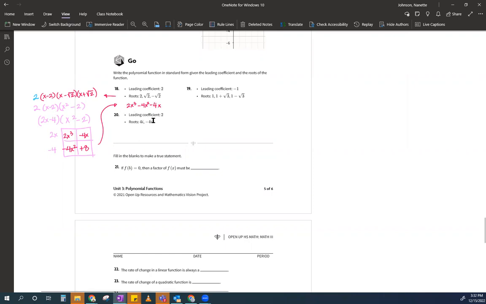Okay, Ms. Johnson, you said one of the answers. Yeah, so sometimes when you're writing a polynomial, I can actually write another polynomial that has a leading coefficient of 2 and has these as their roots, right? It has a leading coefficient of 2 and these as their roots. But this is like the most generic answer, so I'm just going to keep it like this.